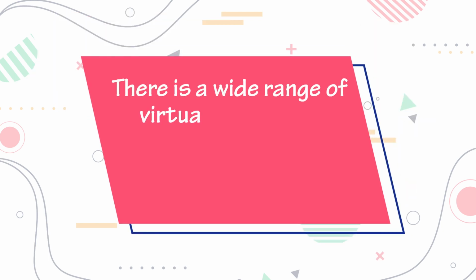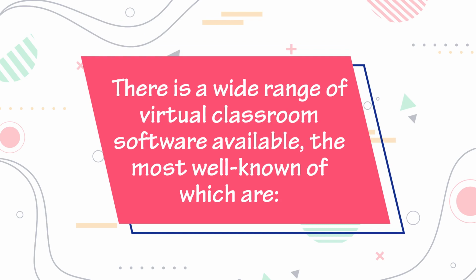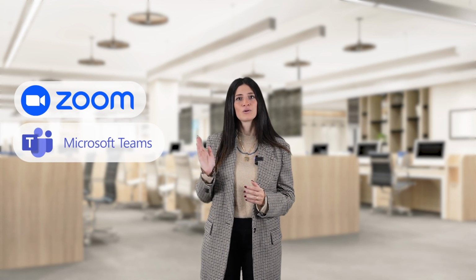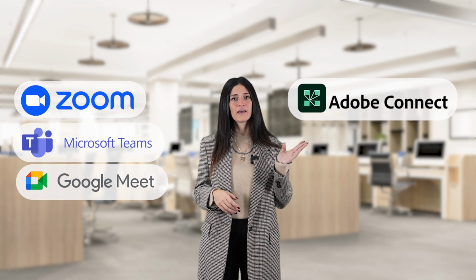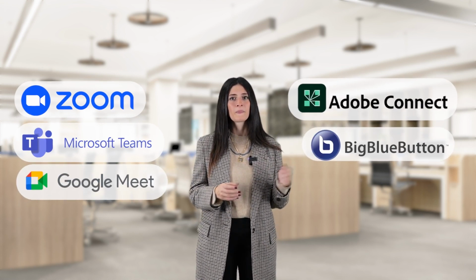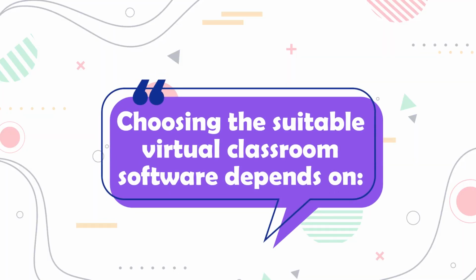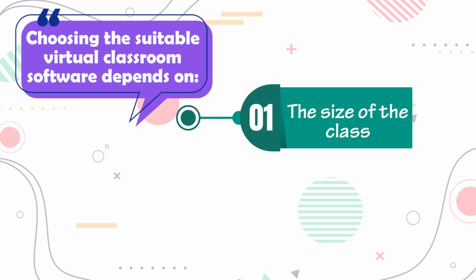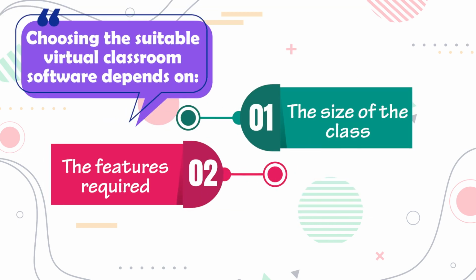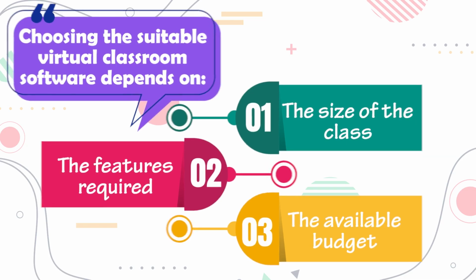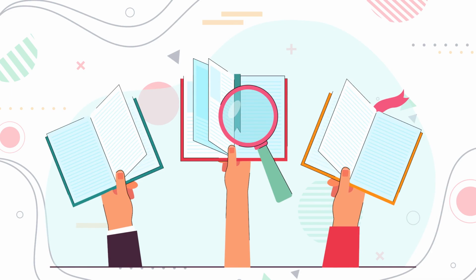There is a wide range of virtual classroom software available, the most well-known of which are Zoom, Microsoft Teams, Google Meet, Adobe Connect, and Big Blue Button. Each comes with its own features, restrictions, and price. So choosing the suitable virtual classroom software depends on several items, which are the size of the class, the features required, and the available budget. You can find more about the main features of each software in your textbook.